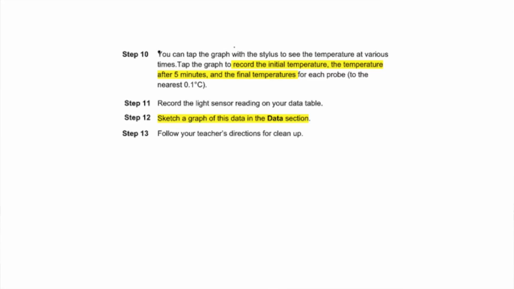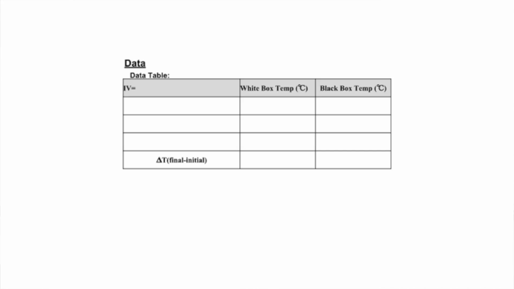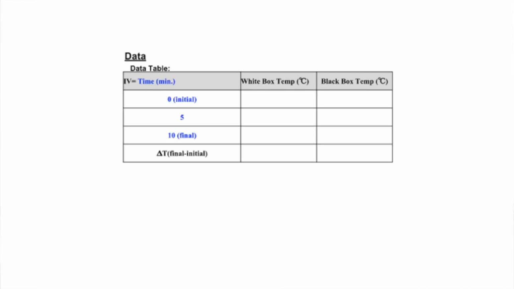Read through the directions on slides 4 and 5, paying particular attention to steps 9 through 12, which give you information you need to set up your data table. On slide 6, fill in the labels for the remaining columns and rows. Pause the video while you do this. Your table should look like this.